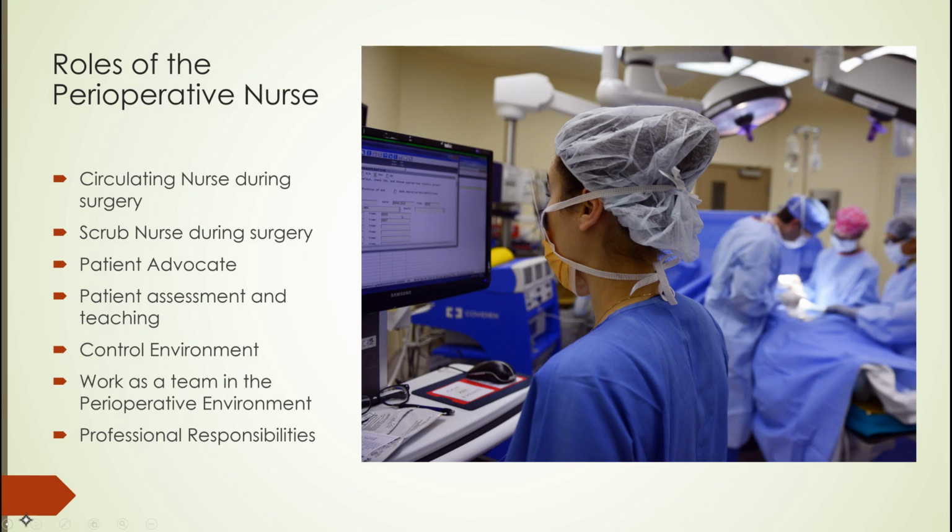Now, the roles of the perioperative nurse are many. You have a circulating nurse. You have a scrub nurse. You have the role of patient advocate. You have the role as friend. You have the role to be the person to do the patient assessment and the patient teaching. You have to control the environment. That circulating nurse in the operating room, controlling the environment, making sure that we have what we need and that the patient is safe, is their number one concern.